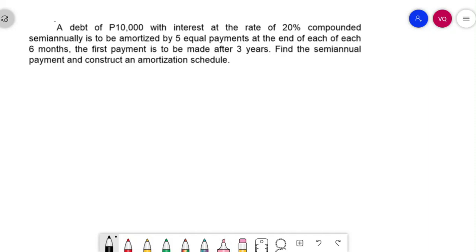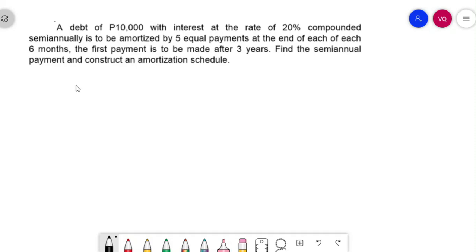Number 2 example. A debt of 10,000 pesos with interest at the rate of 20%, compounded semi-annually, is to be amortized by 5 equal payments at the end of each 6 months. The first payment is to be made after 3 years. So find the semi-annual payment and construct an amortization schedule.